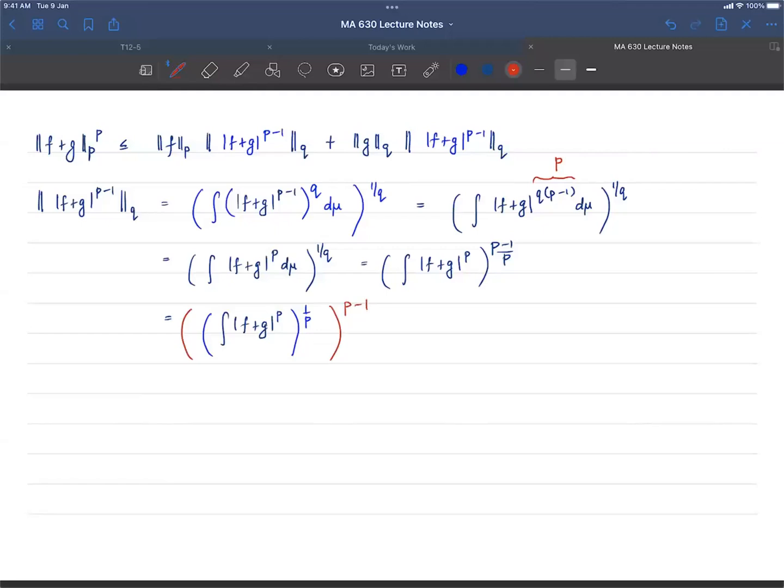Now the thing inside the red brackets, this is just the LP norm of F plus G. Do you guys agree with that? So what do I get? I get basically the LP norm of F plus G to the P minus first power. Agree? Now I will go back into this equation. I will plug this particular result into that equation.